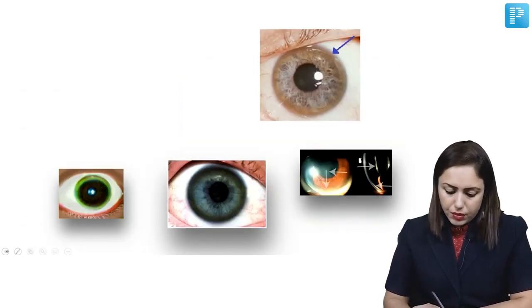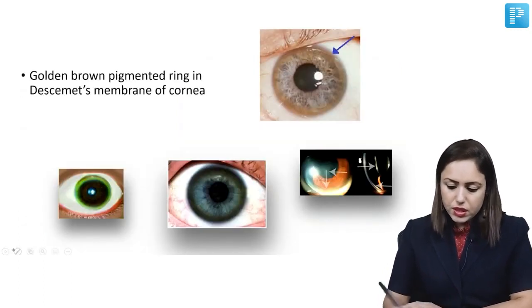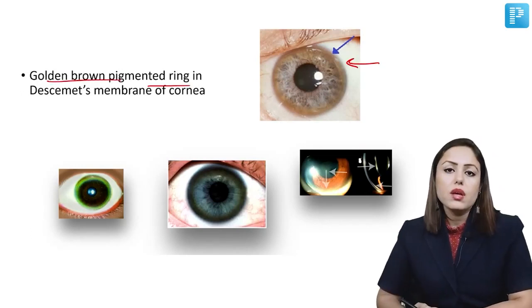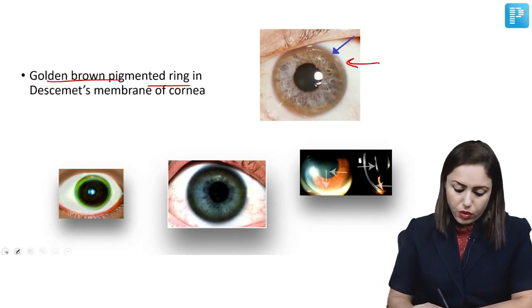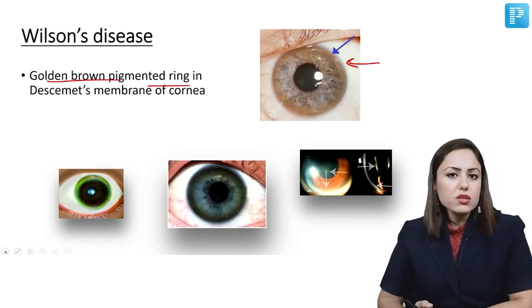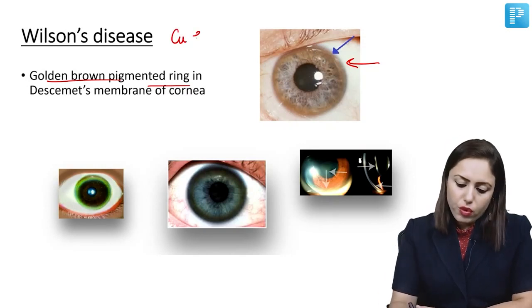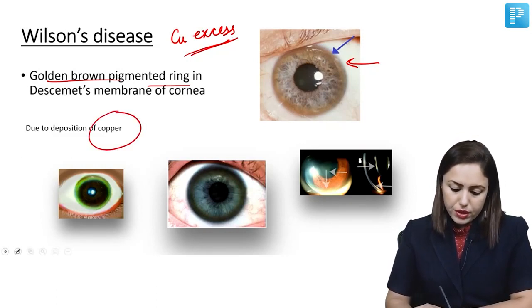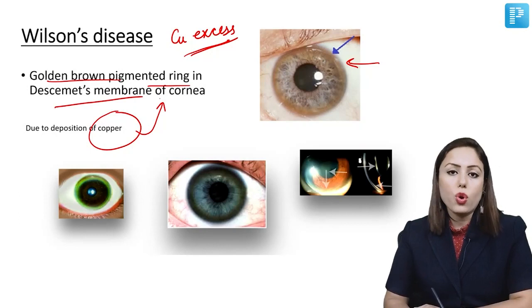Then coming to this, see this golden brown pigmented ring in the Descemet's membrane of cornea. This occurs in Wilson's disease, which is the condition of copper excess in body, right? So this is due to deposition of copper in the Descemet membrane of cornea.